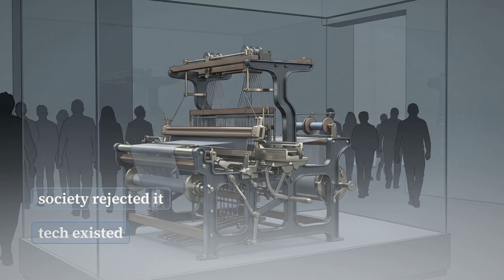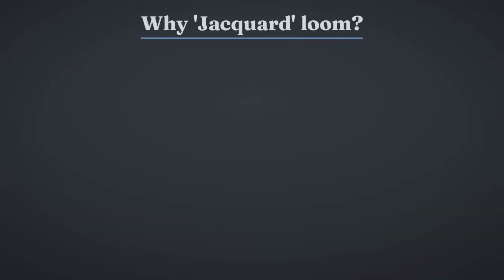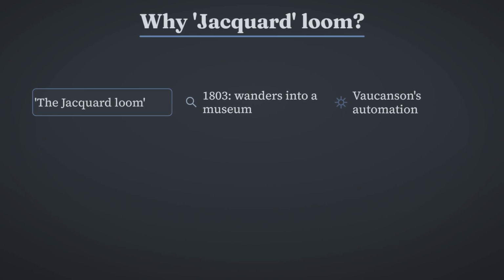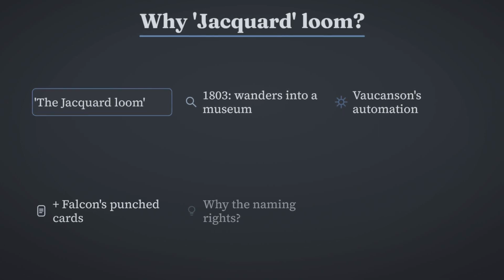Okay, so the tech existed, but society flat out rejected it, which brings up something I have to push back on. Okay, what is it? History books always call it the Jacquard loom. But if Joseph Marie Jacquard just wandered into a museum in 1803 and duct taped together Vaucanson's automation with Falcon's punched cards, why does he get the naming rights? It's a really great point.